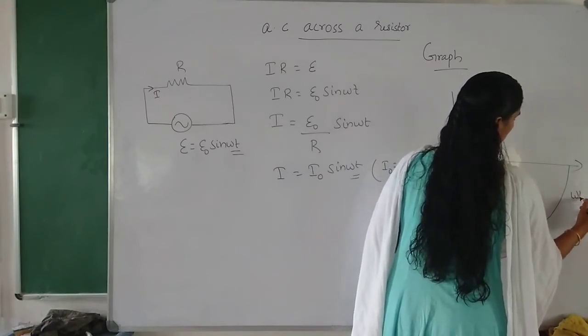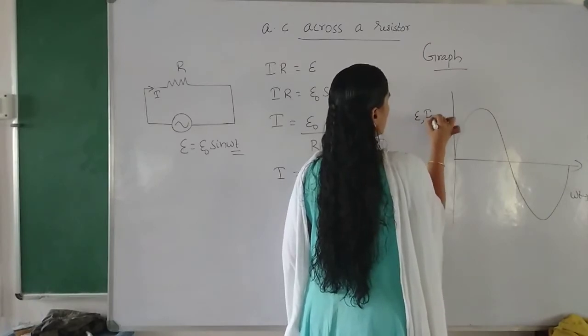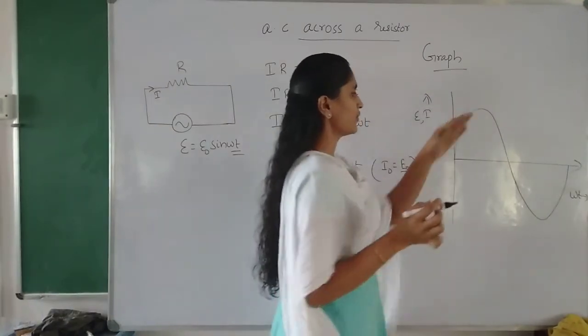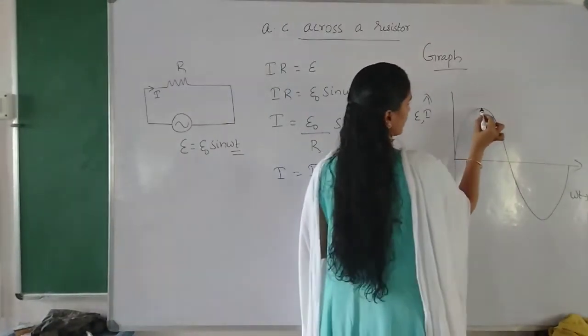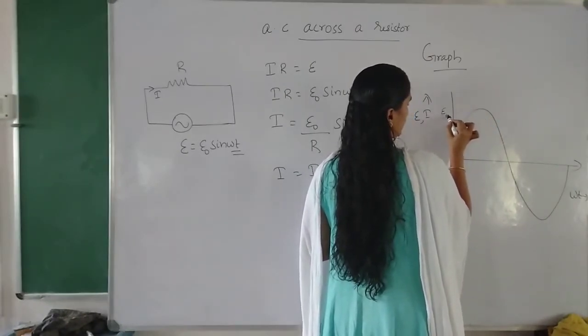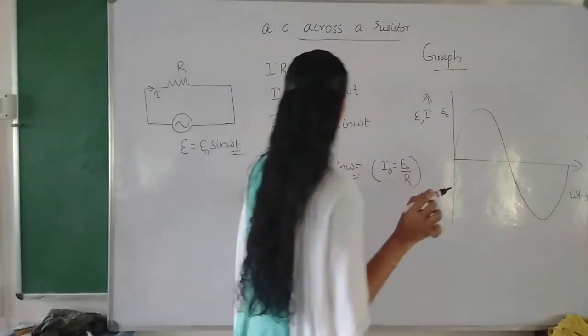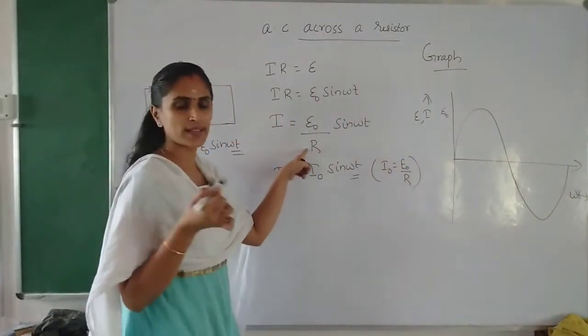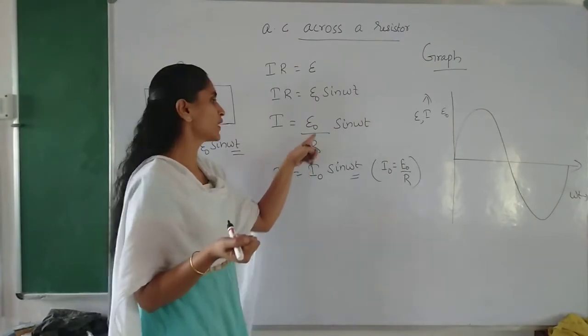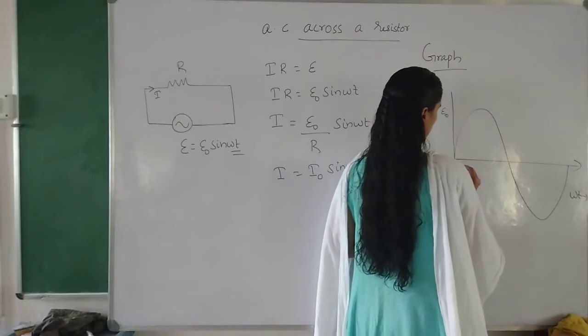That is omega t, and here we are representing both E and I. This is the peak value of voltage, given by E0. Now what happens to current? It is E0 by R. Resistance is a positive quantity, so no doubt this will be small. We can show it like this.